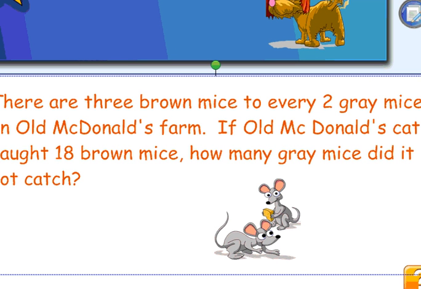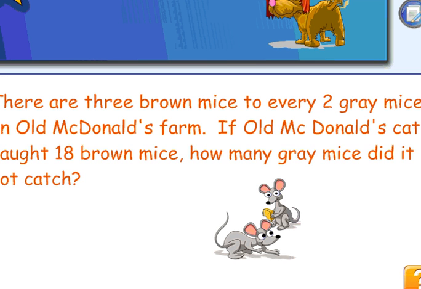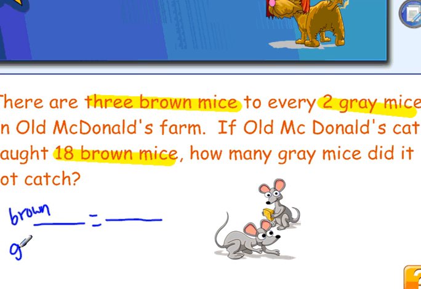And here's another one. There are 3 brown mice to every 2 gray mice on Old MacDonald's farm. I've got 3 brown mice, 2 gray mice. If Old MacDonald's cat caught 18 brown mice, then how many mice did it not catch, the gray ones that were missing? And it's the same thing. I've got 4 spaces for these 3 numbers, and we're talking about brown mice and gray mice.